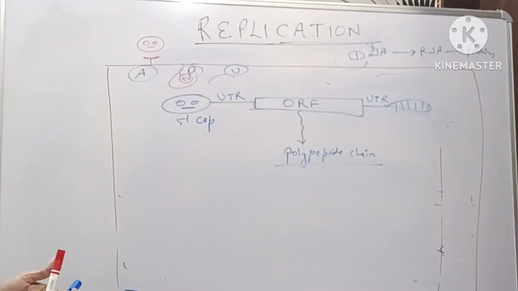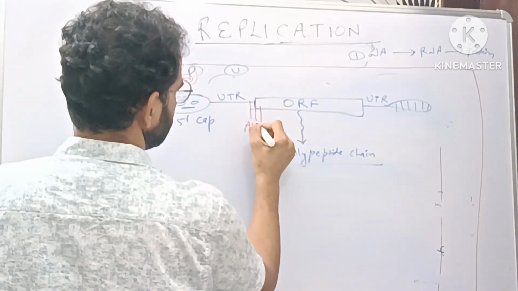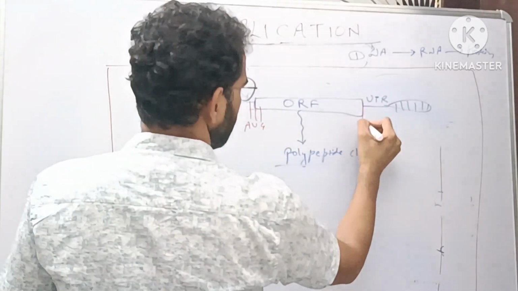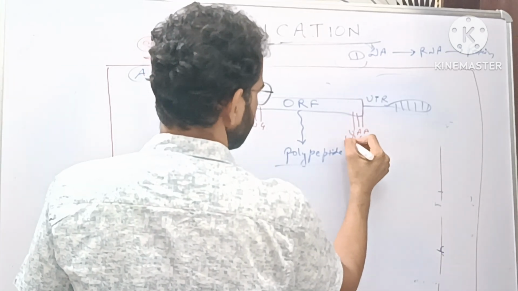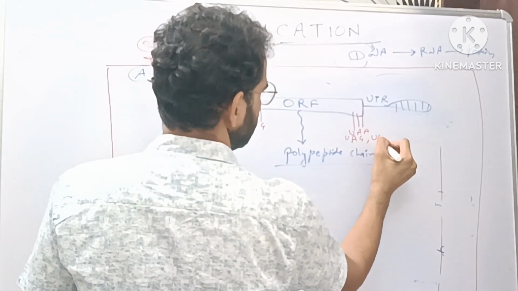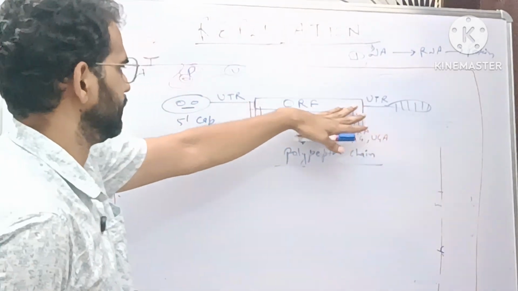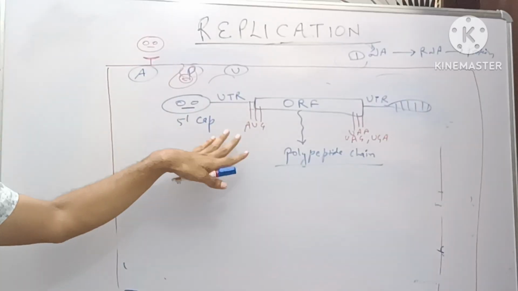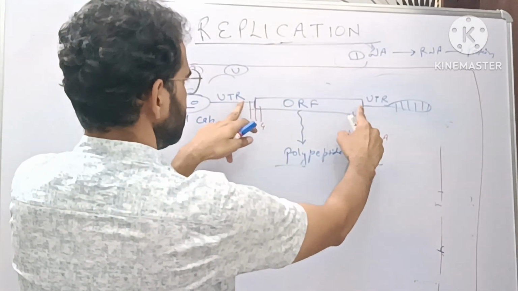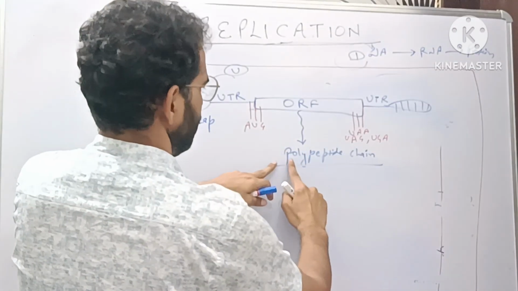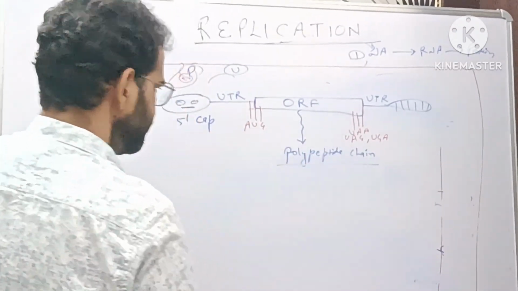And here at the start we have the start codon AUG, and at the end UAA, UAG or UGA. So this is how the messenger RNA structure is: 5 prime cap, untranslated regions on both sides, in between we have the ORF, and the polypeptide chain is synthesized from this open reading frame.